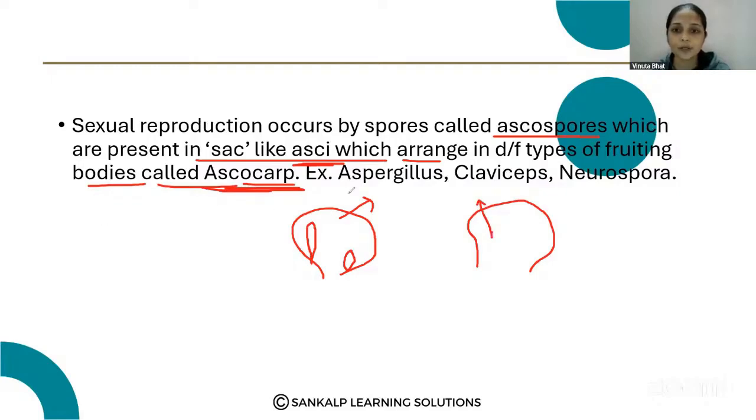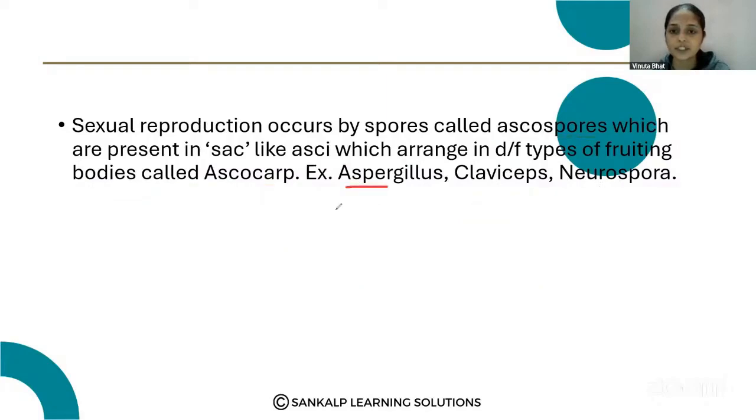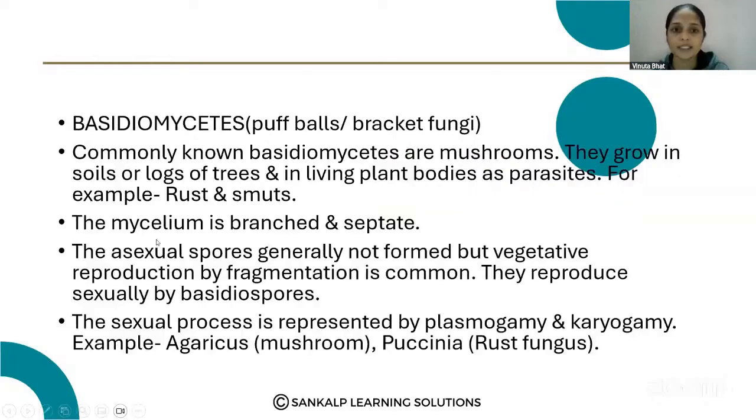Examples: Aspergillus, Claviceps, Neurospora. These come under this group of fungi. Next, basidiomycetes. These are called club fungi.